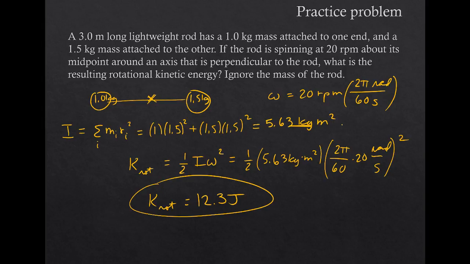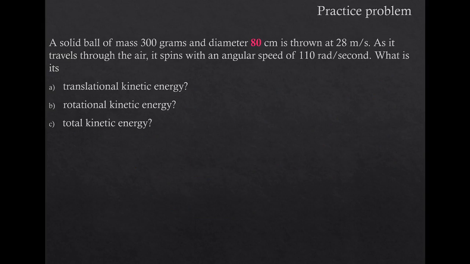All right, let's do one more example of this. Okay, and this is a solid ball of mass 300 grams in diameter 80 centimeters. It's thrown at 28 meters per second. So as it travels, it spins with an angular speed of 110 radians per second. What is the translational kinetic energy, the rotational, and then the total?